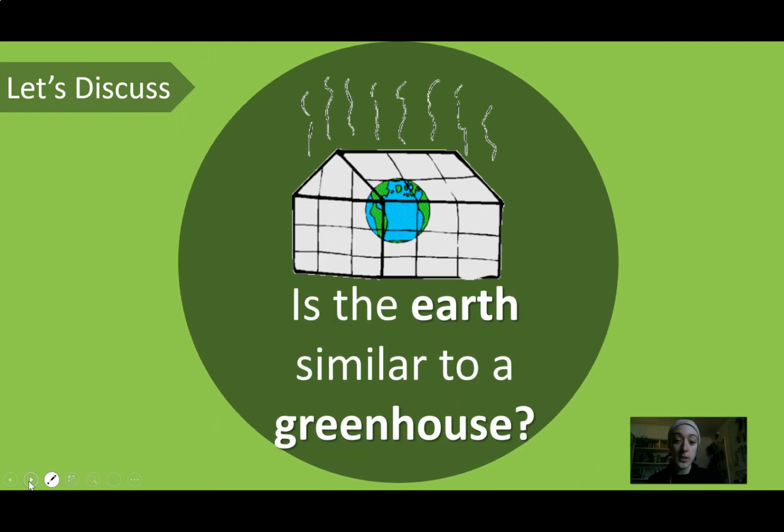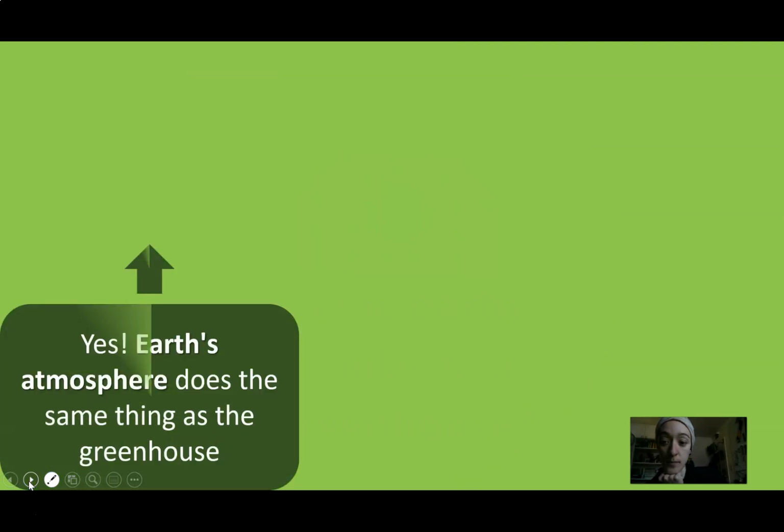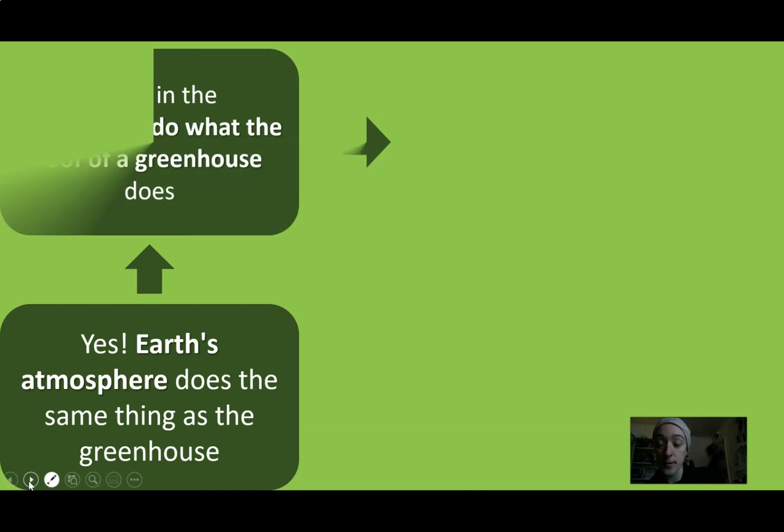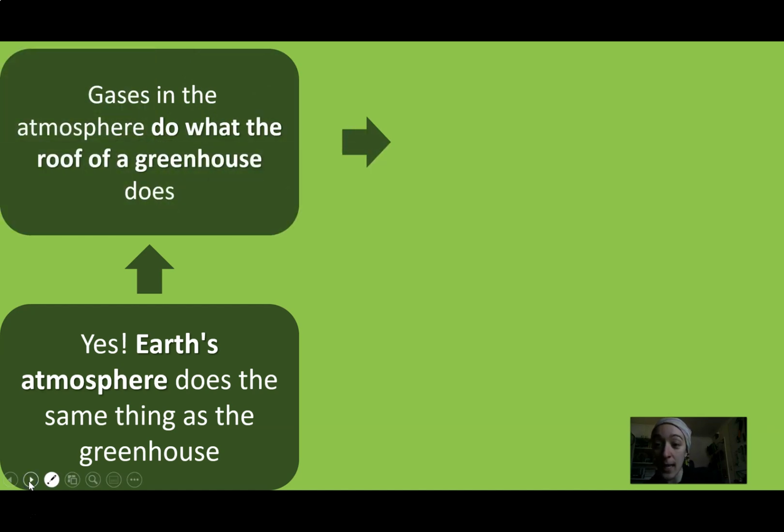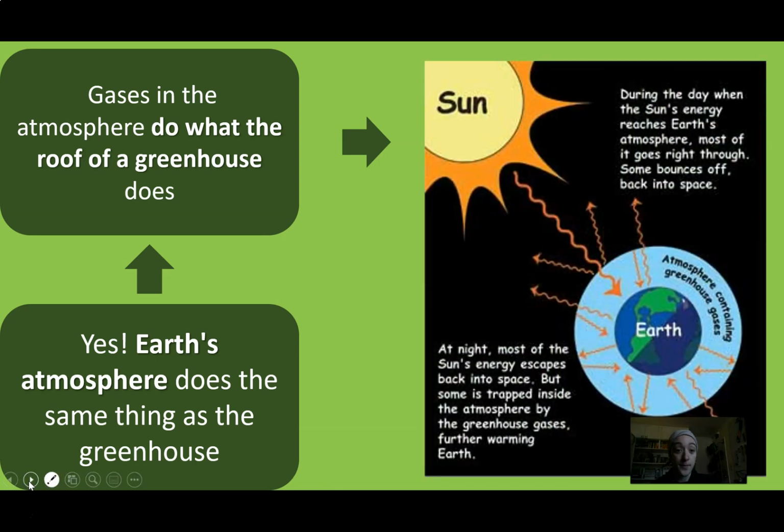Okay, so now the question is, is the Earth similar to a greenhouse? Or how is the Earth similar to a greenhouse? So the short answer is yes. Earth's atmosphere does the same thing as a greenhouse. Gases in the atmosphere do what the roof or the windows of a greenhouse do.